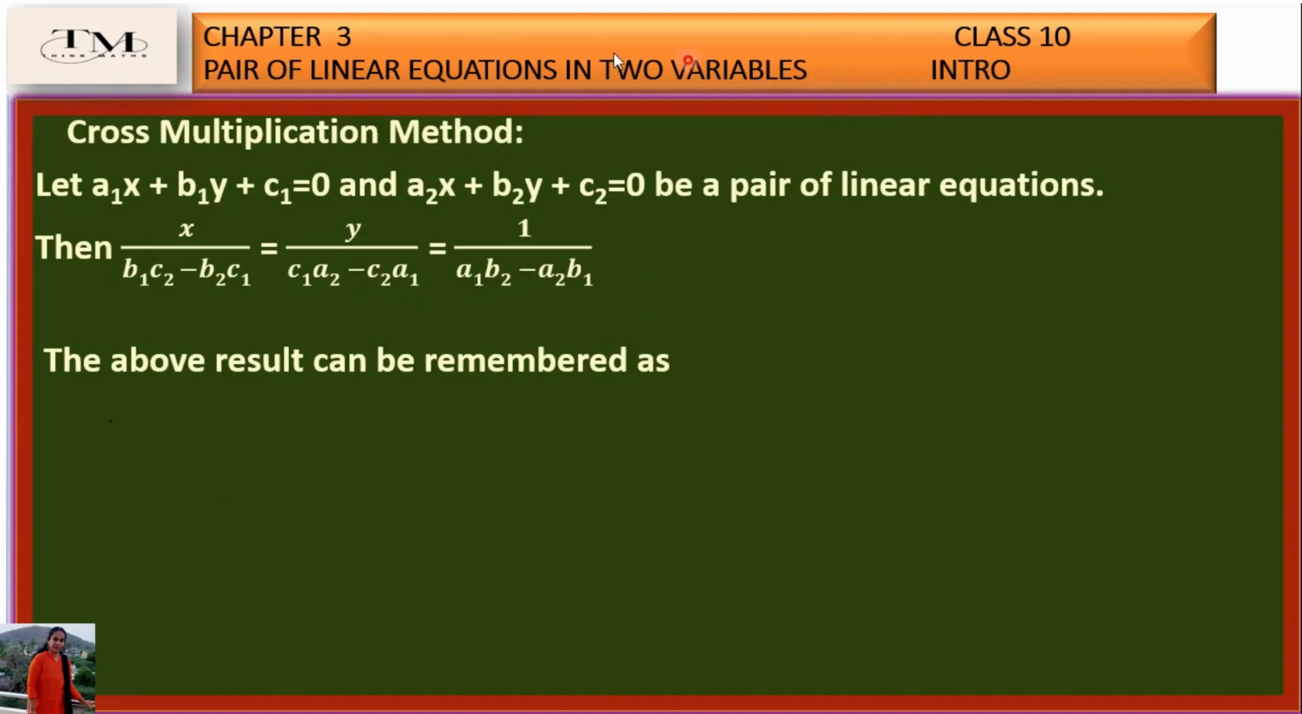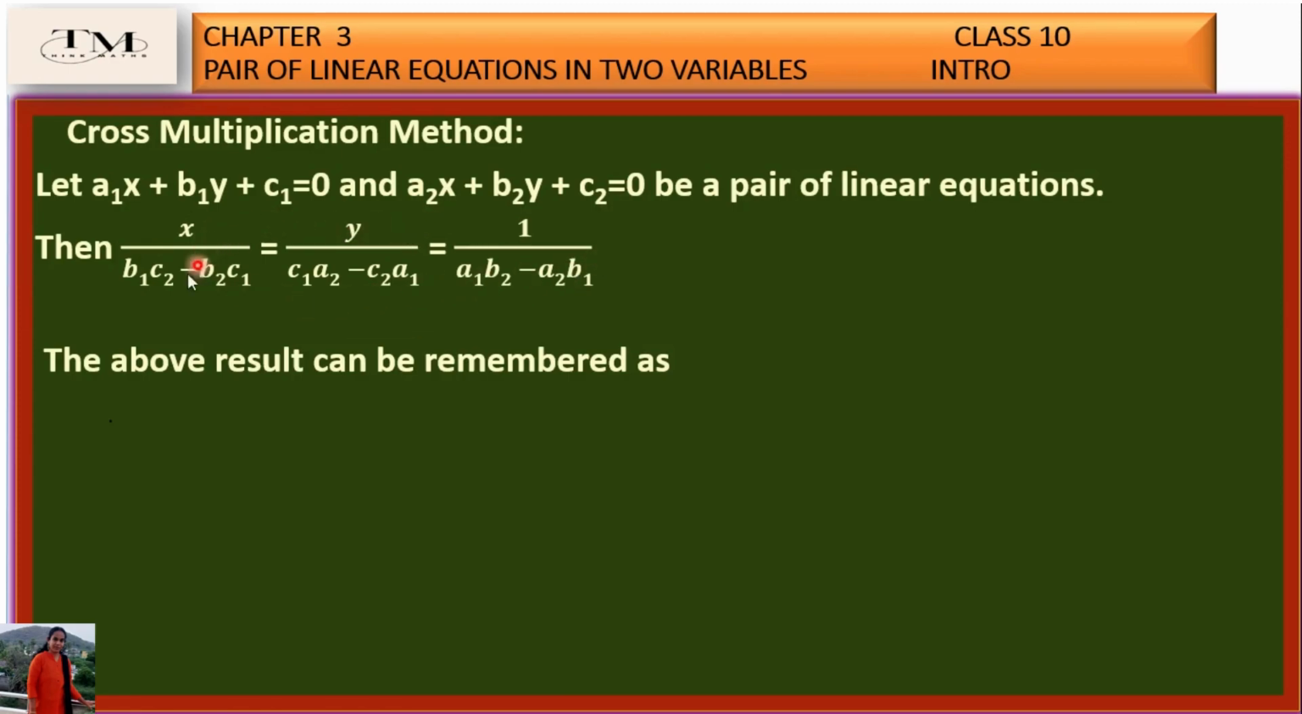We are in Class 10 Maths, Chapter 3, Pair of Linear Equations in Two Variables. In this session, we are going to discuss the cross multiplication method and examples. Let us take the general equations a1x plus b1y plus c1 equal to 0 and a2x plus b2y plus c2 is equal to 0. These are the pair of linear equations. By the cross multiplication method, we can use this formula to find the solution.